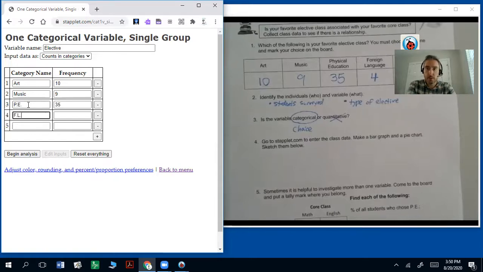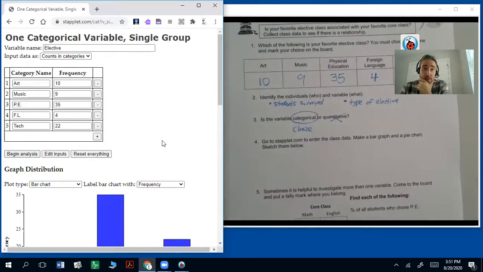Foreign language, 4. And tech, which is going to be 22. Now, we want to make a bar graph and a pie chart. We're going to do way more than just those numbers, okay? So we're going to begin that analysis.